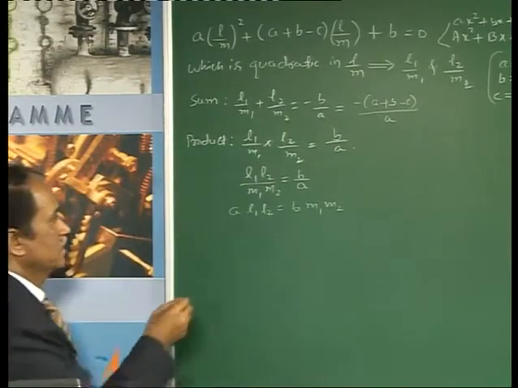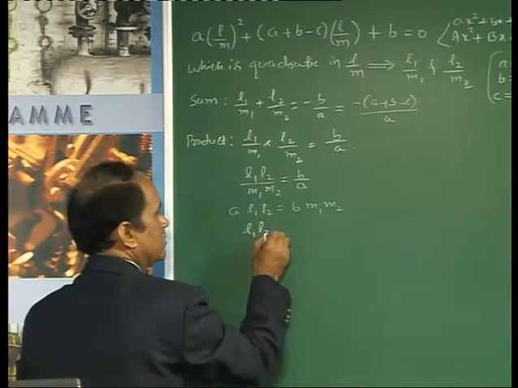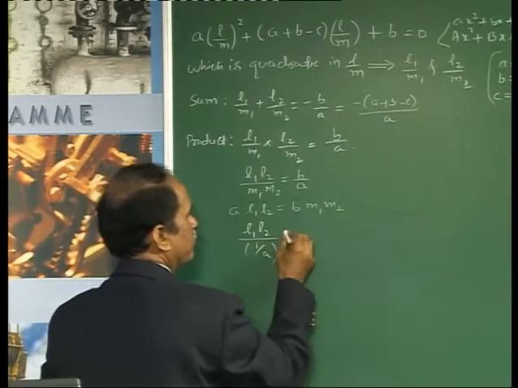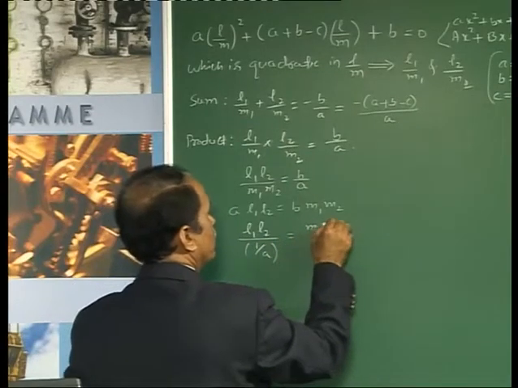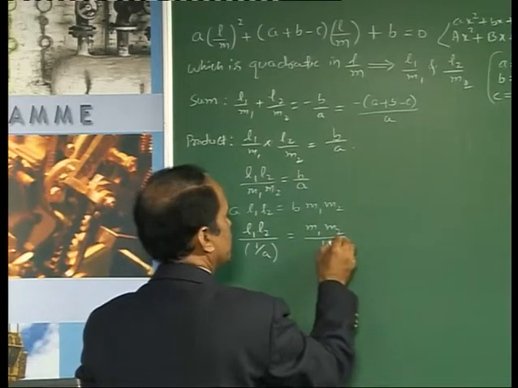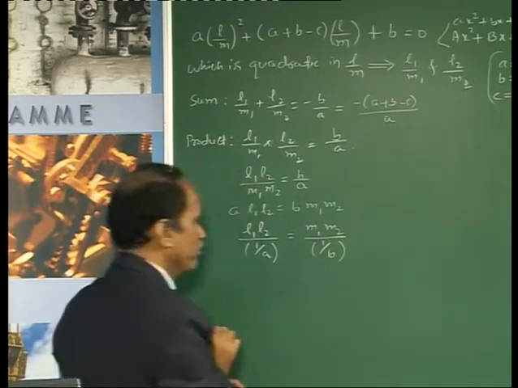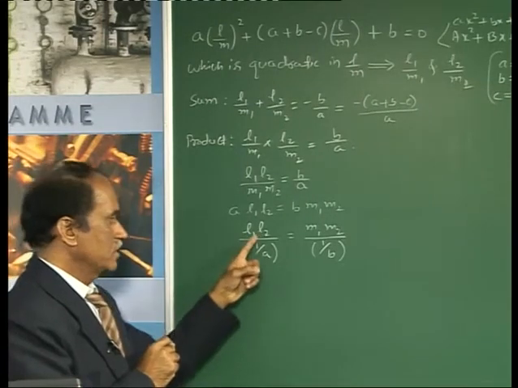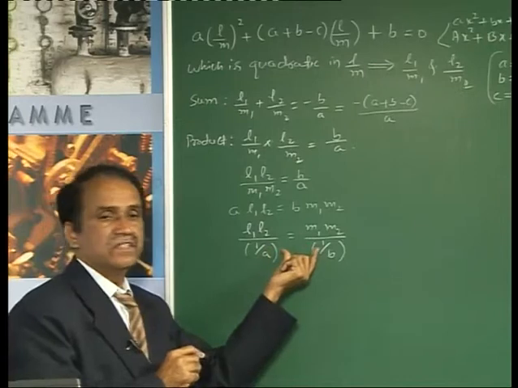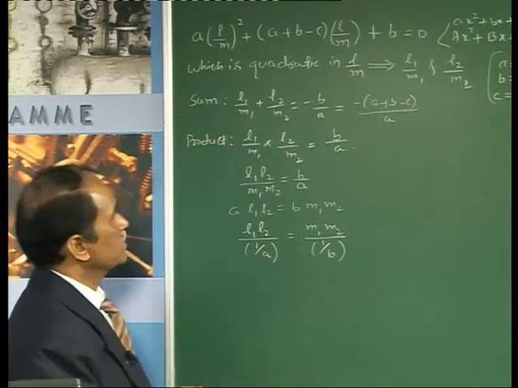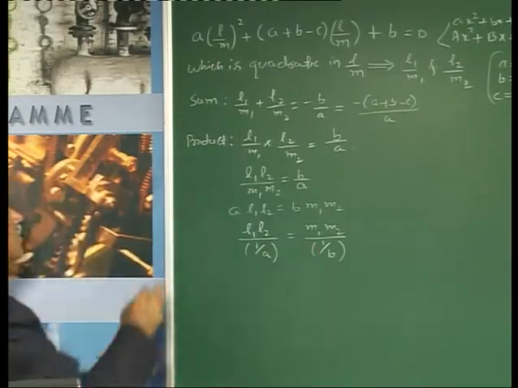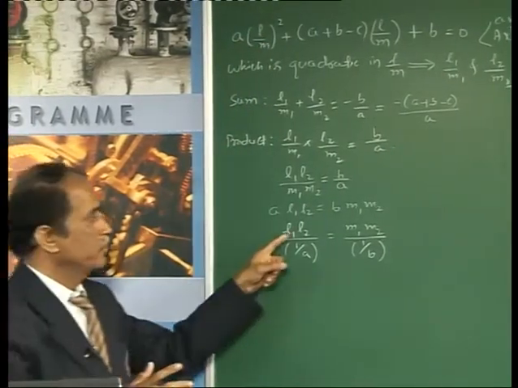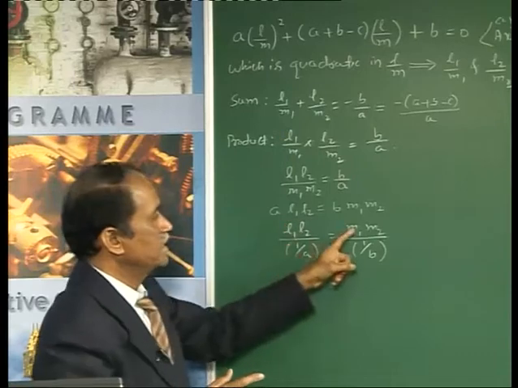And further, this can be taken as L1 L2 divided by 1 by A is equal to M1 M2 divided by 1 by B. That means L1 L2 divided by 1 by A is an equivalence relation. This is possible when you write the equation in terms of L by M. That means we establish the relation between L and M only.